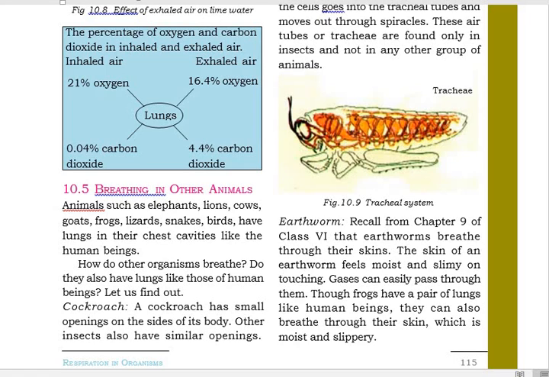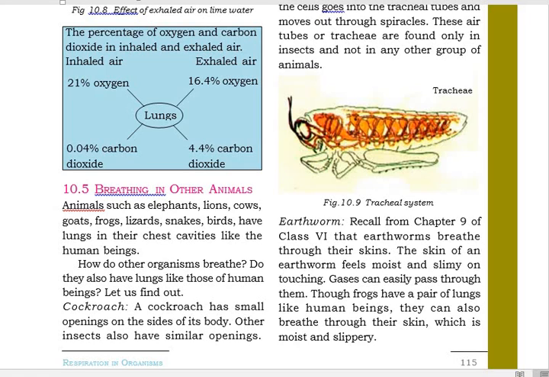Though frogs have a pair of lungs like human beings, they can also breathe through their skin, which is moist and slippery. So the earthworm is generally seen in moist soil and its body itself is slippery, slimy and moist, and the whole skin can absorb the oxygen from the atmosphere and the oxidation takes place in the body. Gases can easily pass through this moist skin.